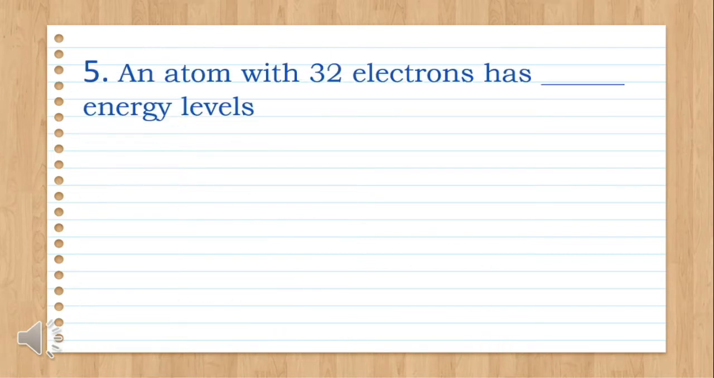Number 5. An atom with 32 electrons has blank energy levels. Letter A, 1. Letter B, 2. Letter C, 3. Letter D, 4. The correct answer is D, 4.